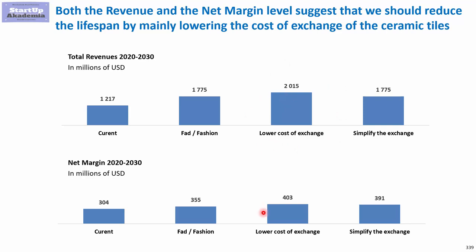The same goes for the net margin. So when we look at the net margin, the current one would be 300 million. Whereas if we lower the cost of exchange, it would be 403 million. Close to this result is simplifying the exchange. This means that the main force should be put on lowering the cost of exchange and to some extent on simplifying the exchange. We can also try to put some money into the fad and fashion. But if we had to just pick one method, that would be lowering the cost of exchange, as it seems this is the most efficient way to shorten the lifespan of the product.